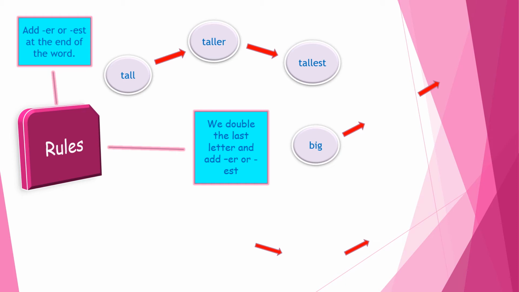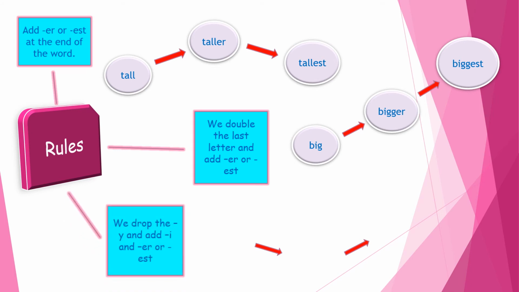If I want to convert it into comparative, I add er. But before adding er, I have doubled the last letter, which means my spelling now becomes bigger. That is the second rule of adjective of comparison, which makes it a comparative degree. If I want to change it into the superlative form, I add biggest. Okay, let's move on to the third rule.